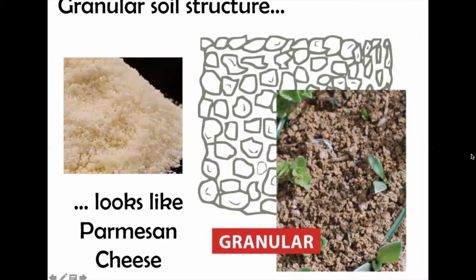And a lot of times this also has the appearance of almost like a cookie crumb, and you can think of a cookie crumb or that Parmesan cheese again. And this is the best kind of soil structure that we want to have, because it has the most amount of aeration and water retention because of the pore spaces.